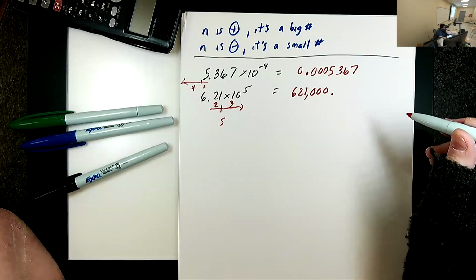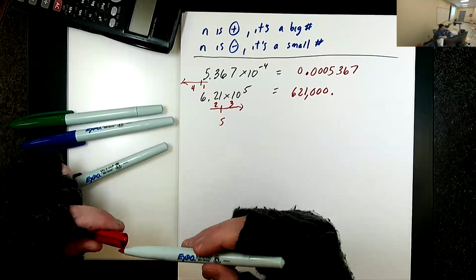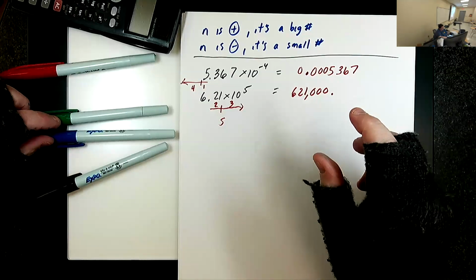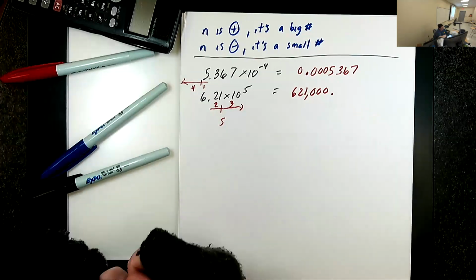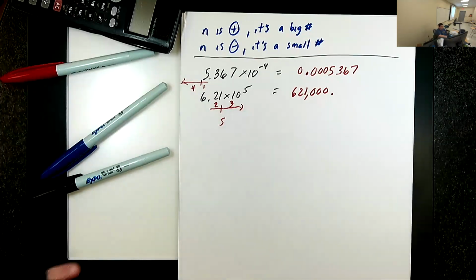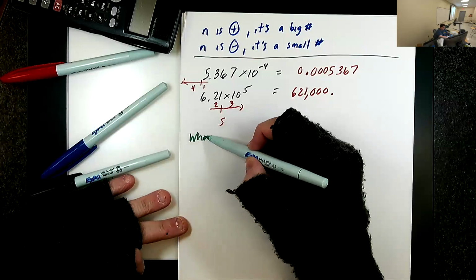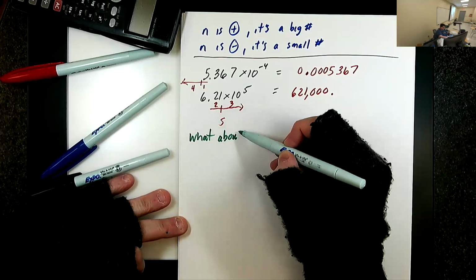That makes sense? Everyone go with that part? What about going the other direction? So that was taking us out of scientific notation. What about going into scientific notation?